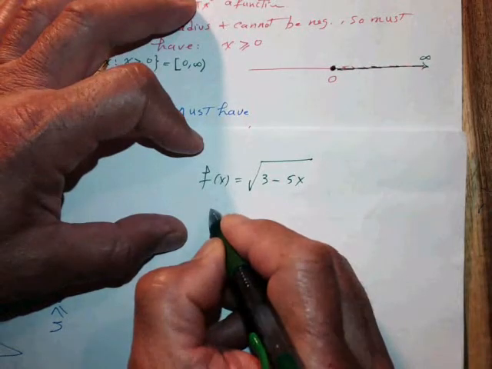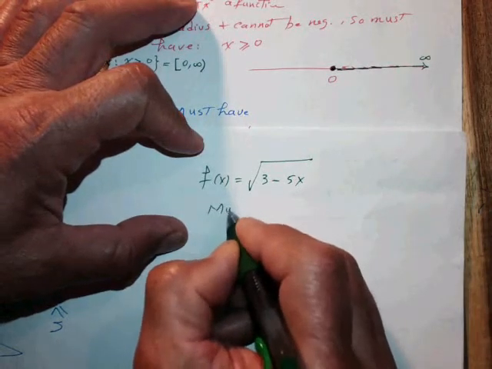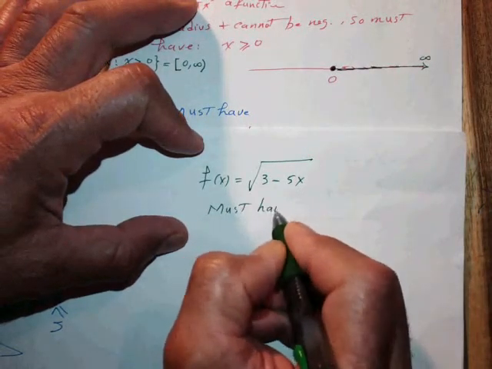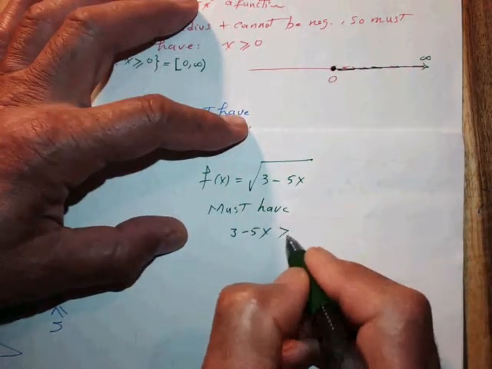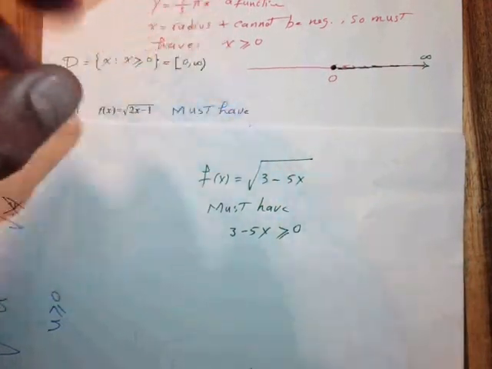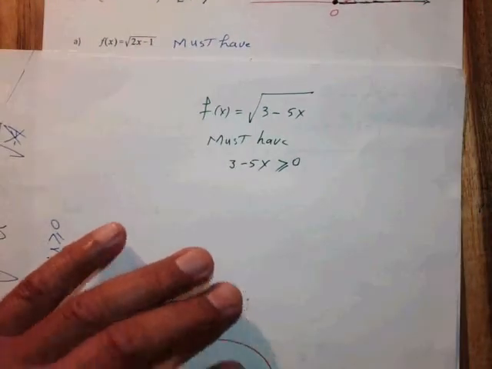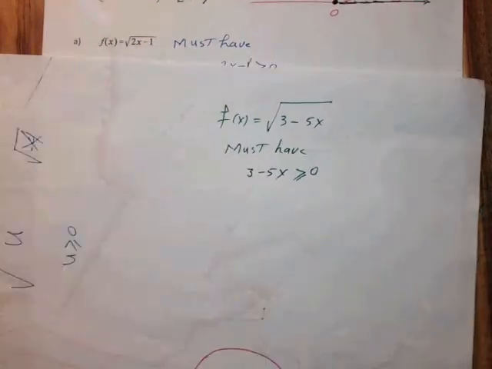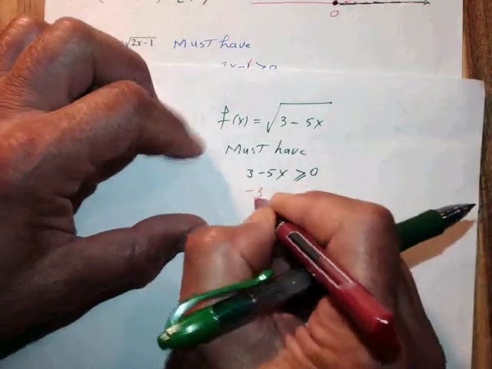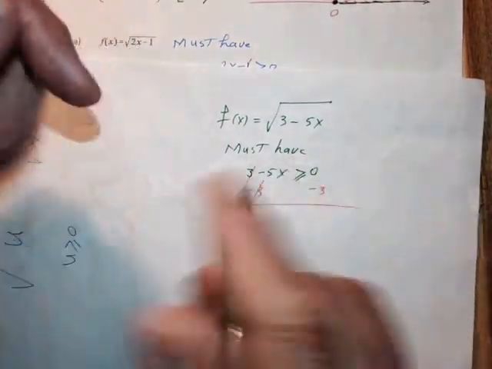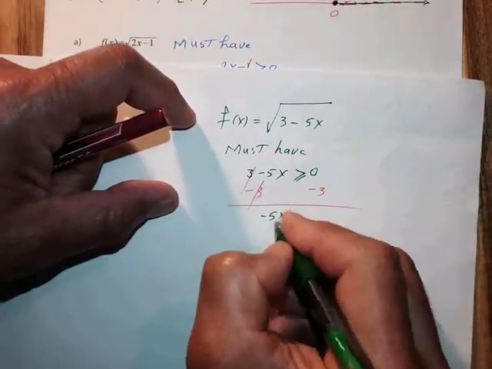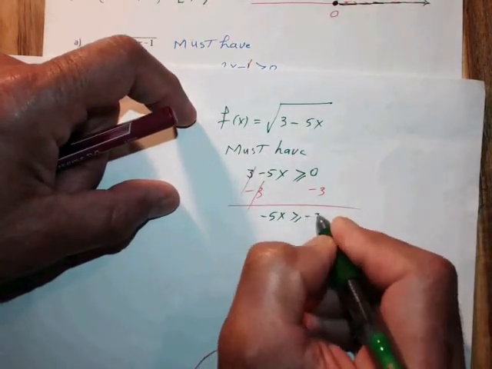So we say we must have 3 minus 5x bigger than or equal to 0. That's the requirement. And to solve for x, you subtract 3 from both sides. You get negative 5x bigger than or equal to negative 3.